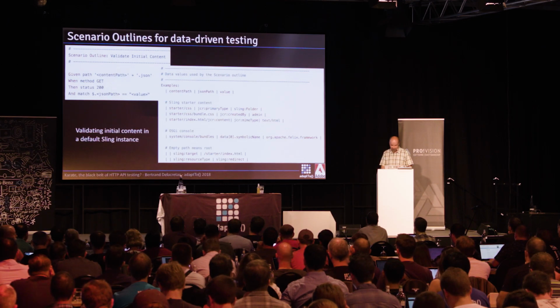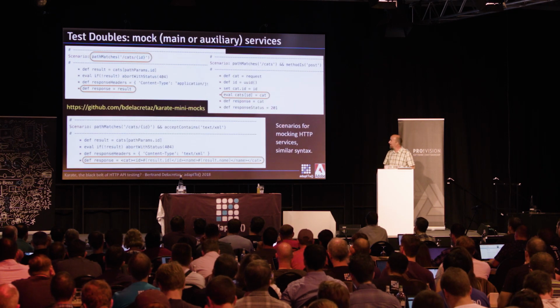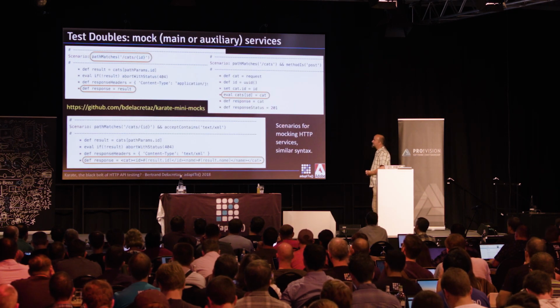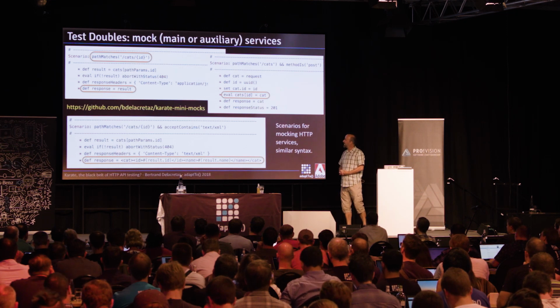So you can do table-driven testing like that, and then it runs the test n times, one for each line of the table. So it's a very, very useful way of having data-driven testing. And then these are the test doubles, the thing that I mentioned where you create a fake server, using the same language as a Karate feature.